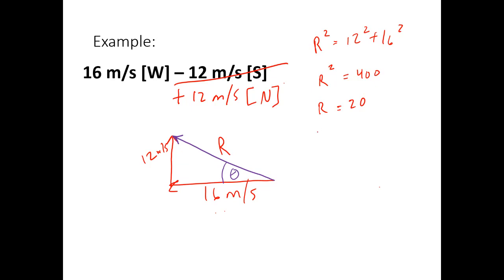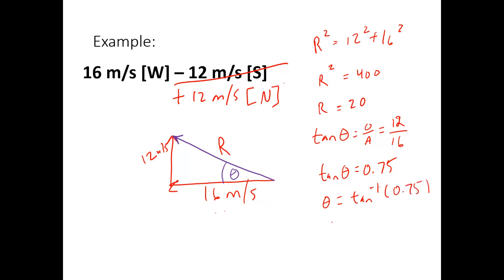Finding theta, the tangent of our angle theta is going to be the opposite divided by the adjacent. In our case, that is 12 over 16, or the tangent of theta is equal to 0.75. To find theta, we'll have to do the inverse tangent of both sides. And we find that our theta in this triangle is 37 degrees.